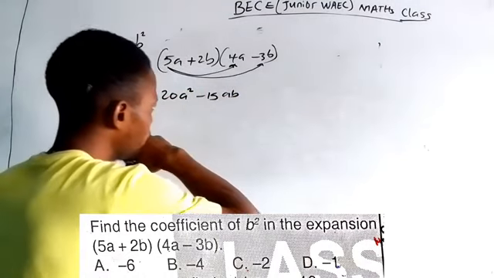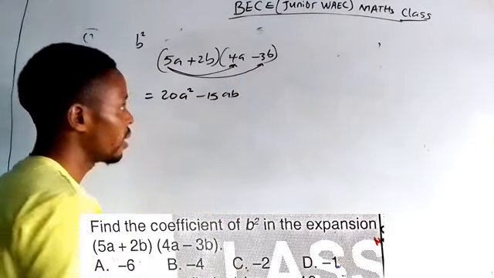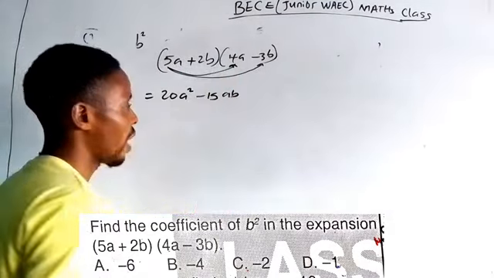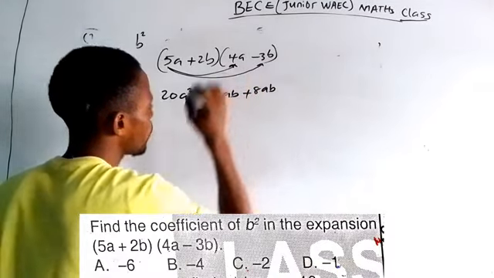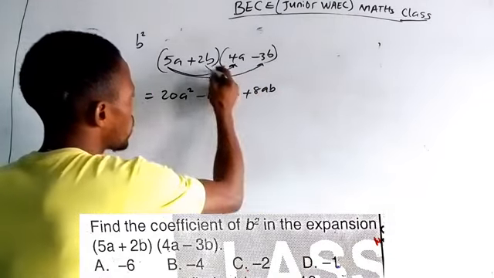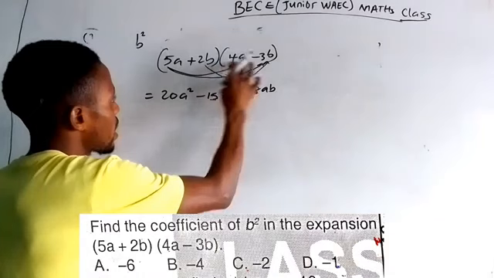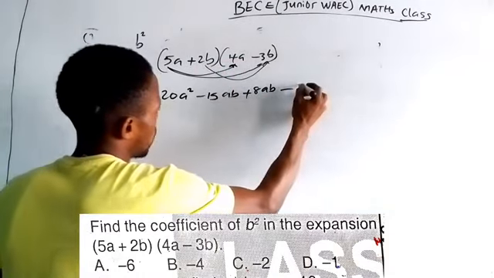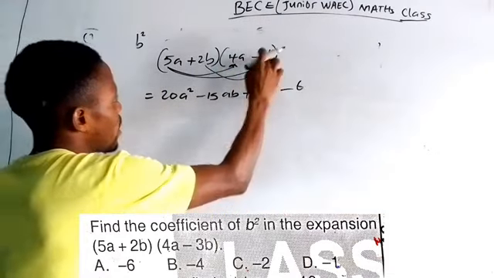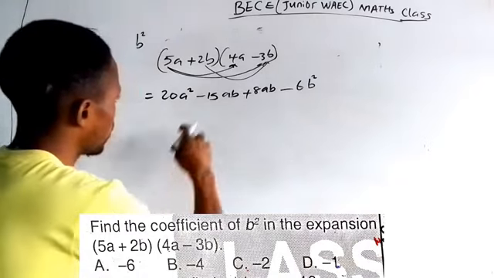Then plus 2b multiplied by 4a. That is 2 times 4, we have 8, you have plus 8ab. Then 2b multiplied by minus 3b. Plus times minus, we have minus. 2 times 3 is 6, and b times b is b squared.